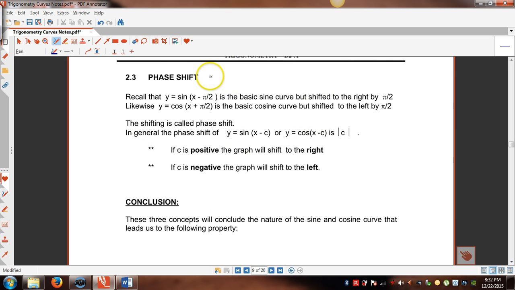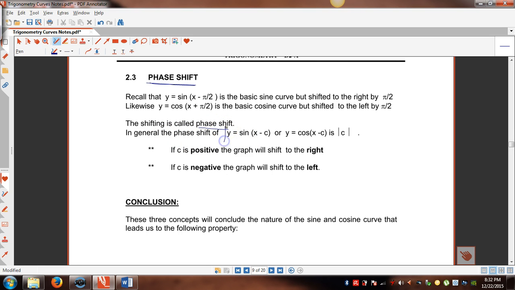Okay, what is the meaning of the phase shift of the trigonometric curve? The phase shift obviously is the shifting of the sine and cosine curve, shifting by pi over 2 or pi, depending on the distance or value of the shifting. The shifting is called phase shift, shifting to the left or shifting to the right. So we can call it phase shift.